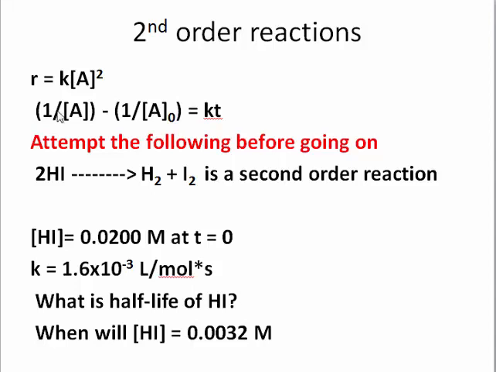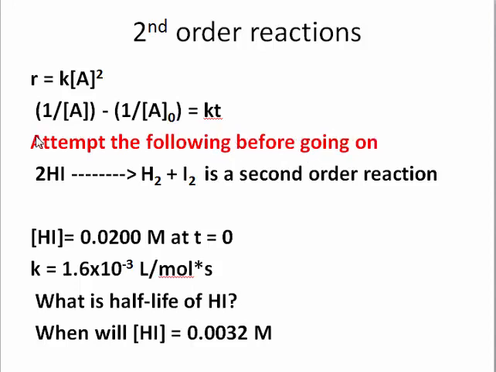Here we have 1 over A, where A is concentration at time t, minus 1 over A naught is equal to KT. Alright. Since A gets smaller as time goes on, 1 over A will be larger than 1 over A naught, and we have positive numbers on both sides of this equation.